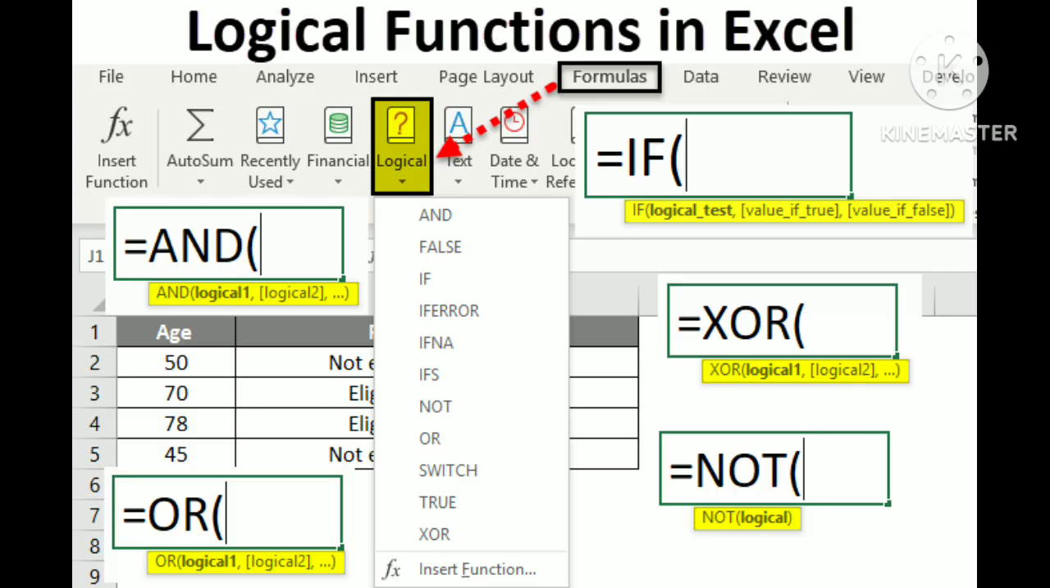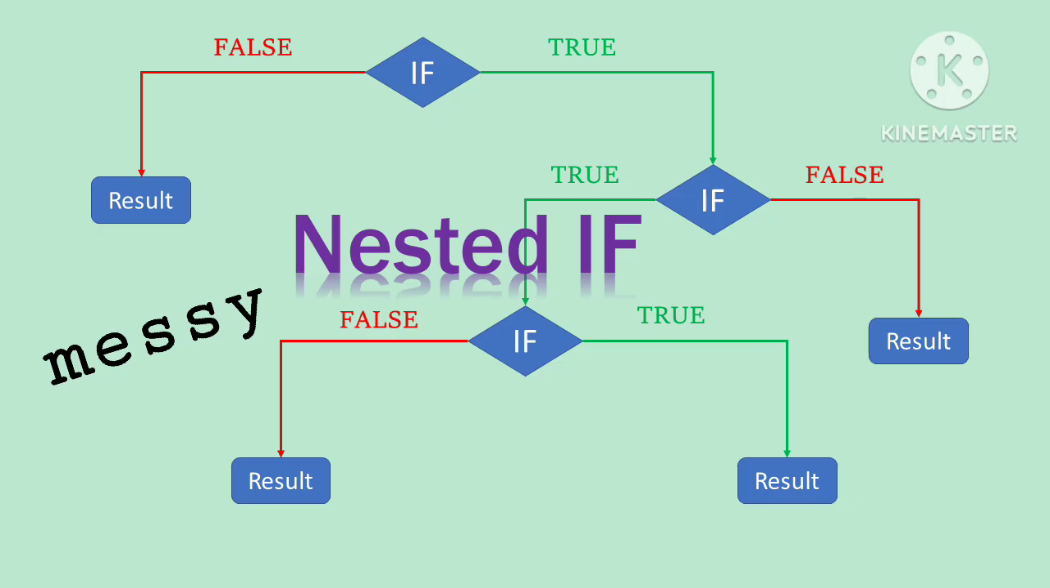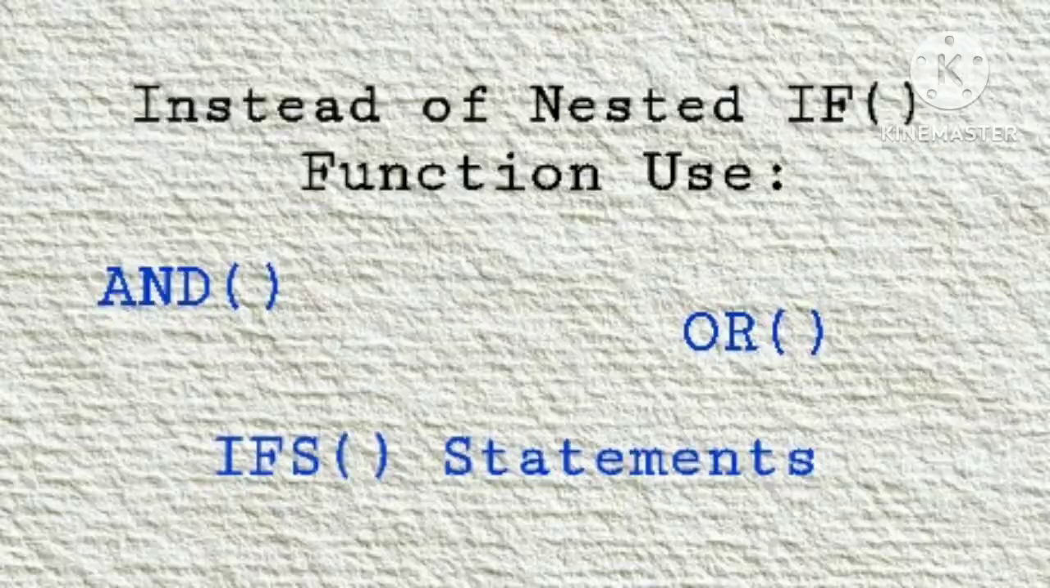It's essentially cause and effect. Check a condition and return a result. Nested IF statements, though, can get messy very quickly. Using AND, OR, or IFS usually leads to cleaner logic.